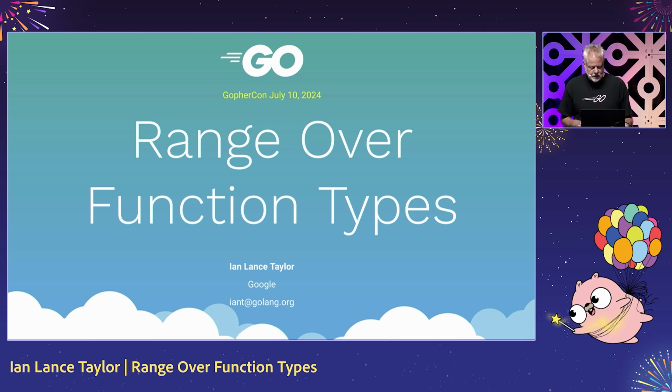As you can see from the slide, I'm going to be talking about range over function types. This is a new Go language feature that will be available in the upcoming 1.23 release. I'm going to explain why we're adding this new feature, what exactly it is, and how to use it.